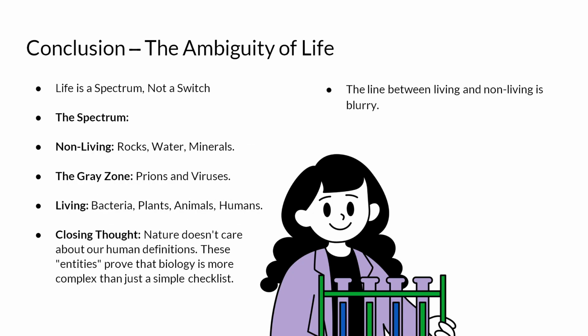Now, as we wrap up, I want to leave you with a thought that really defines modern biology. We like to think that things are either alive or they are not, but in reality, life is a spectrum, not a switch. Think of it like a dimmer light rather than an on-off button. On one end of this spectrum, we have the clearly non-living things like the water you drink, the minerals in the earth, and the rocks. On the other end, we have what we traditionally call living: bacteria, plants, animals, and of course, us humans.